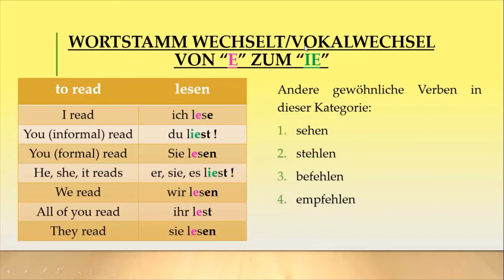Now, in the coming tutorials, you may see some other vowel change happening, but most of the verbs tend to come in these three categories where either the A changes to E, the E changes to I, or the E changes to IE.